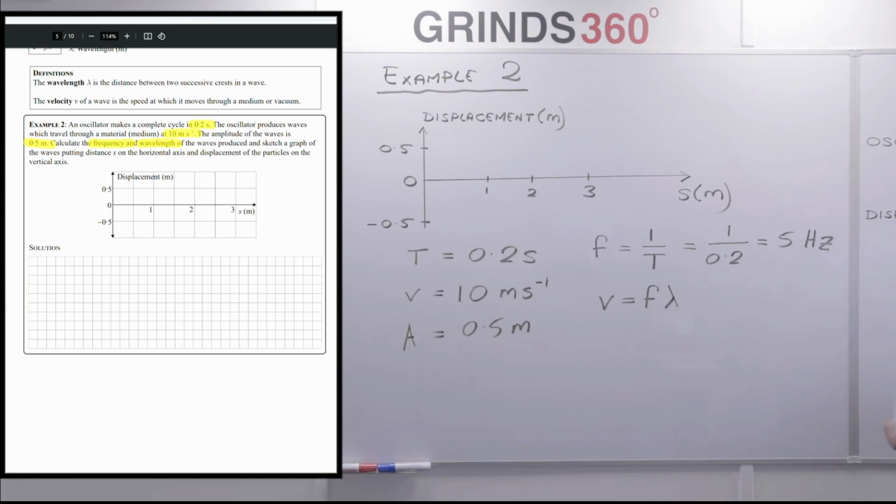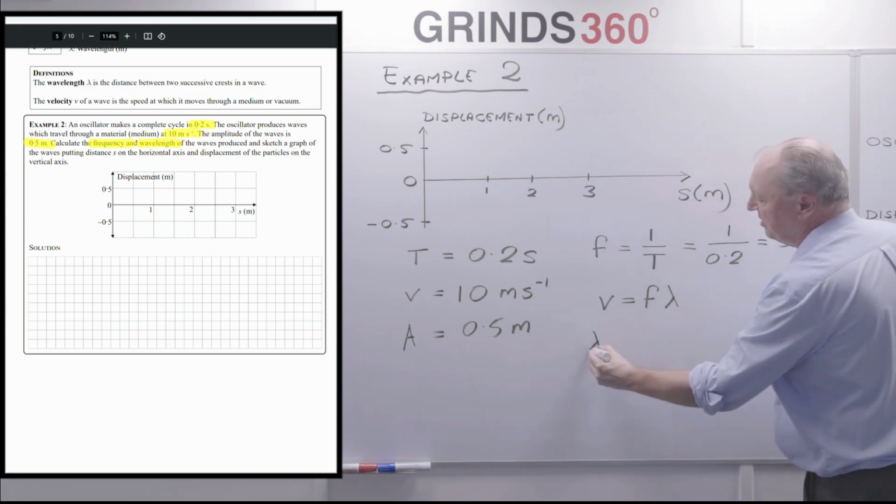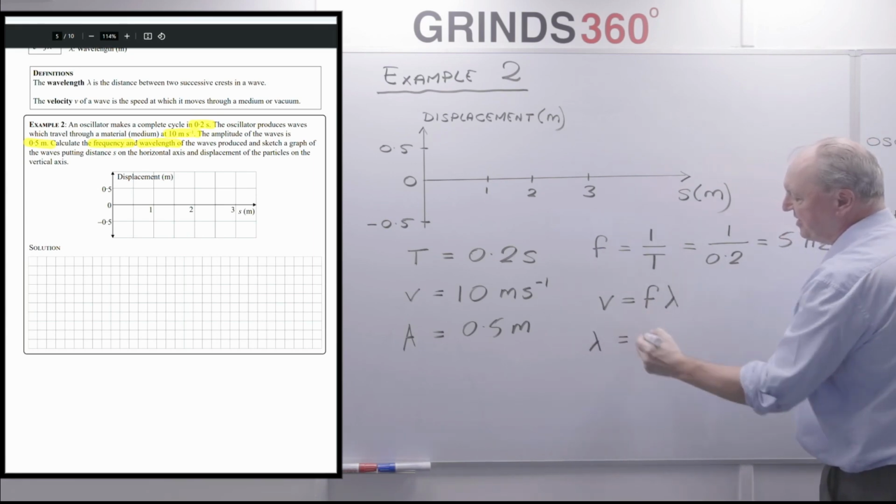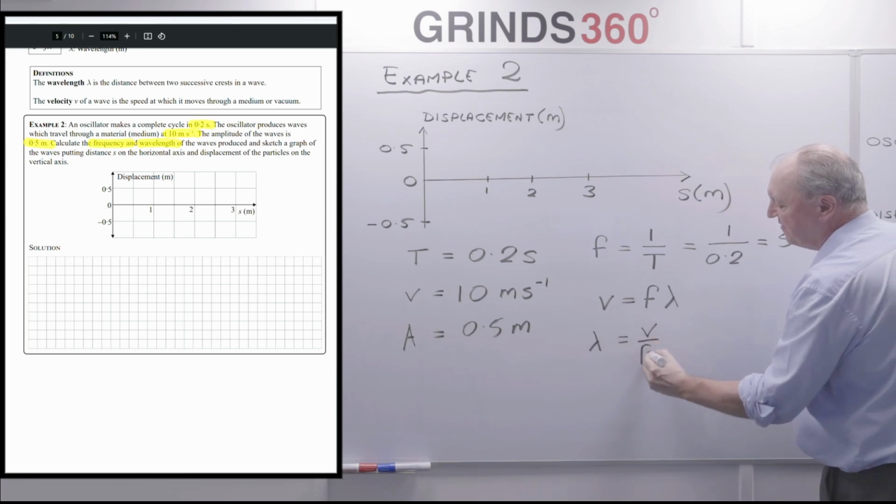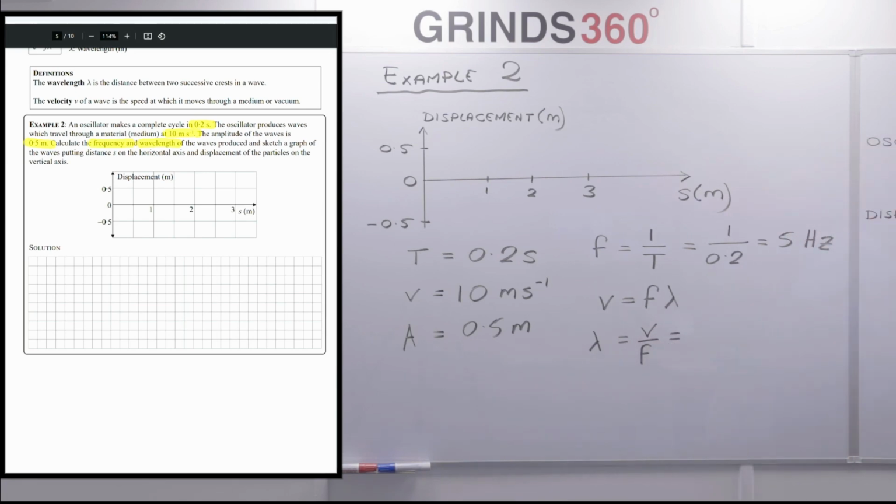I'm looking for lambda. So write that formula in terms of lambda. Lambda: slide the f downward to the v. Lambda is v over f. The velocity given is 10 meters per second. The frequency we just worked out to be 5 hertz. And the answer will give me 2 meters as the wavelength.